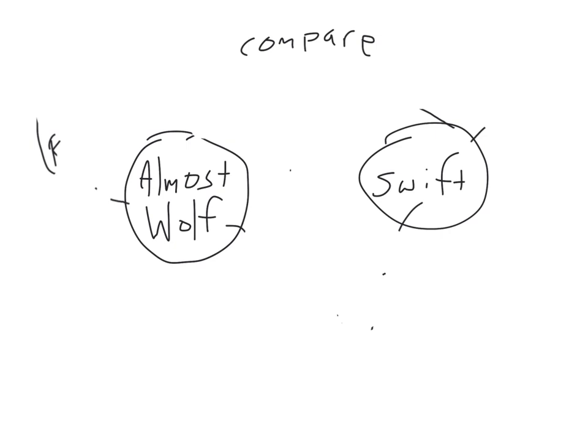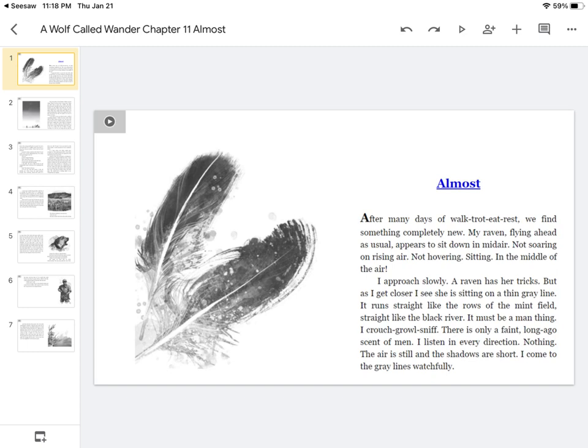What I want you to do right now is grab a sheet of paper or grab your whiteboard, and I want you to begin this double bubble map, making a bubble for Swift and a bubble for the Almost Wolf, leaving space in the middle. If you have that double bubble map started with a bubble for the Almost Wolf and a bubble for Swift, then you're ready to start reading.